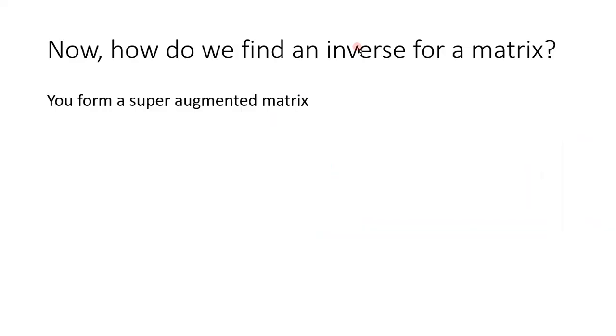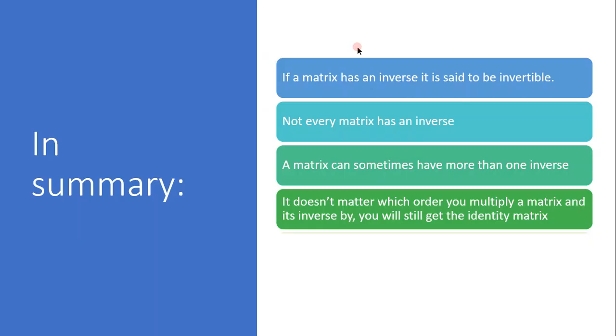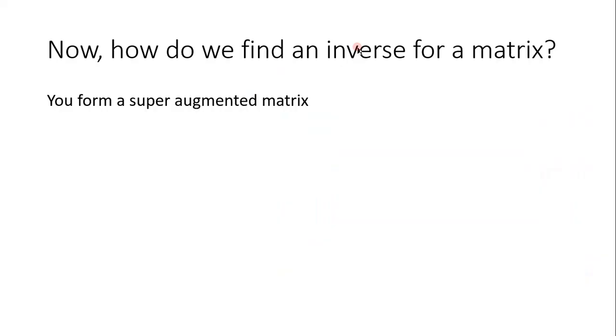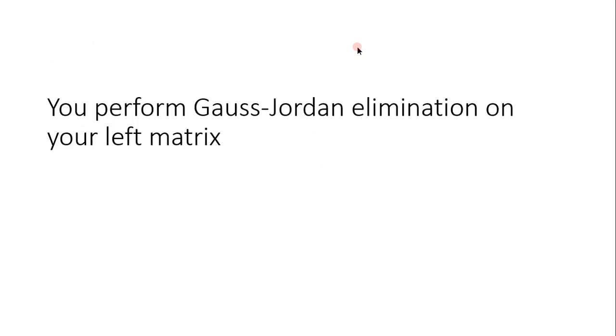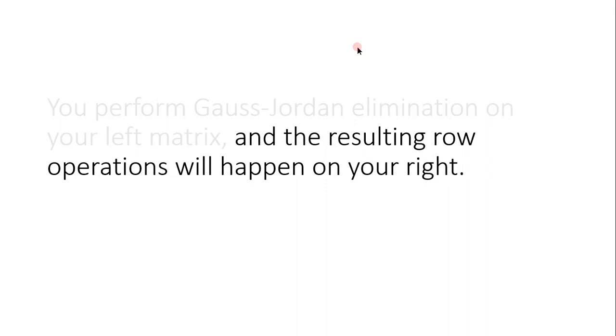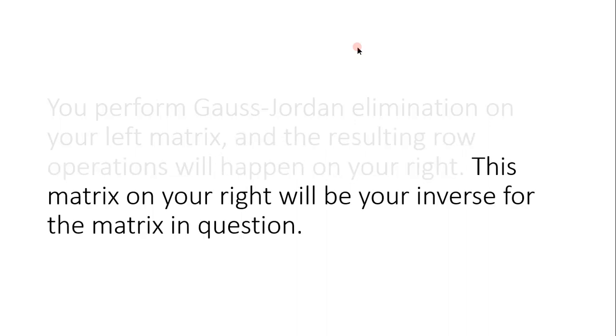Now, how do we find an inverse for a matrix? You form a super-augmented matrix. Like, yay, we found out all these characteristics, but how do we find an inverse? You do something like this, which looks a little intimidating, but it's not that bad, because all you're doing is performing Gauss-Jordan elimination on your left matrix, and the resulting row operations will happen on your right. The matrix on your right will be your inverse for the matrix in question.